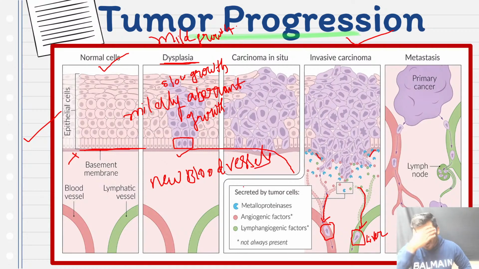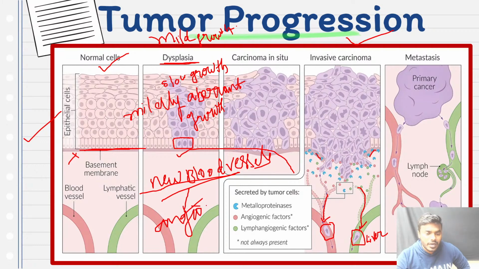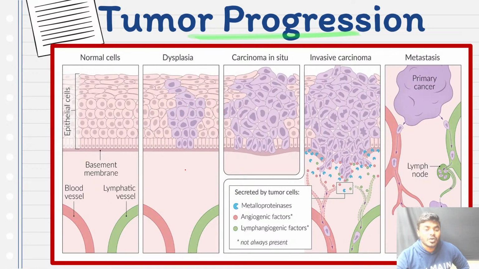Cancer cells, mostly 90%, will use the blood vessels of our body cells, the blood vessels of adjacent cells. Sometimes cancer cells will make their own new blood vessels and they will travel along with that. That is what we call angiogenesis. I want every student to remember it from the exam point of view.